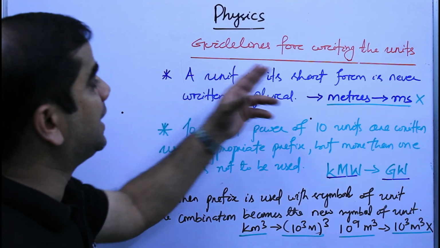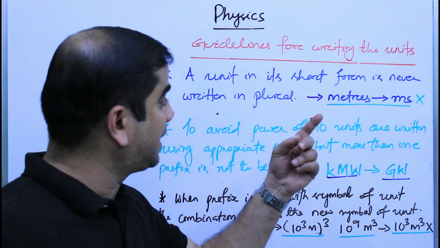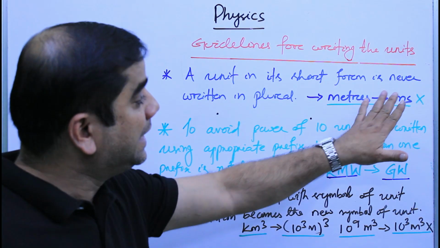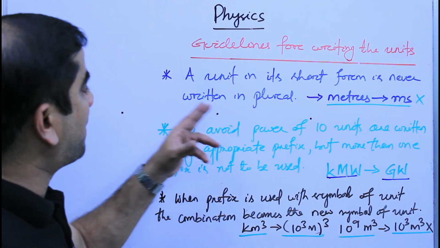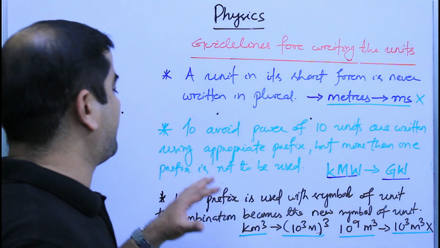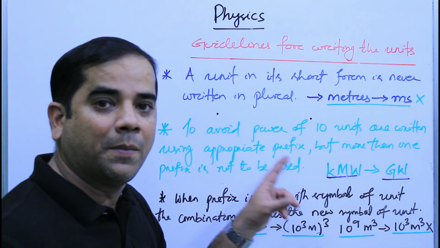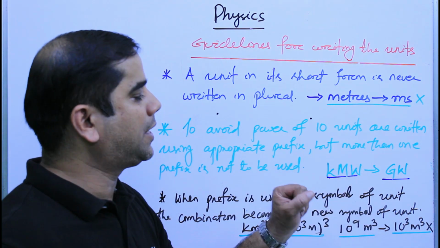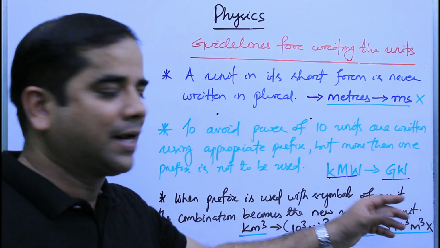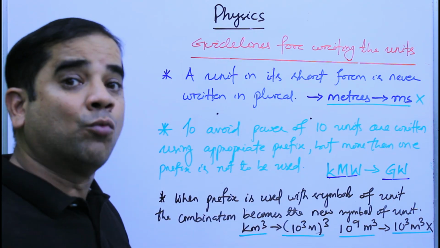A unit in its short form is never written in plural. For example, meters is the plural of meter, but we cannot write ms as the plural form of meter. We need to write only m. To avoid powers of 10, units are written using an appropriate prefix, but more than one prefix is not to be used. For example, consider kilo megawatt. Kilo means 1000, so 1000 megawatt. We can write it as gigawatt. We need not write kilo megawatt. We can use the prefix of higher units, but we cannot use more than one prefix.